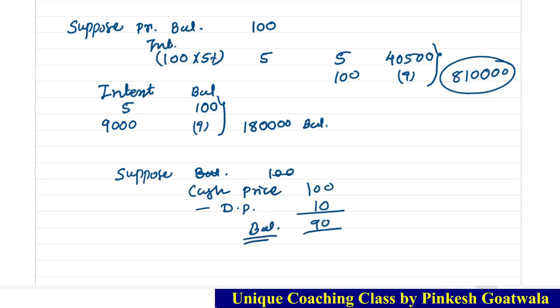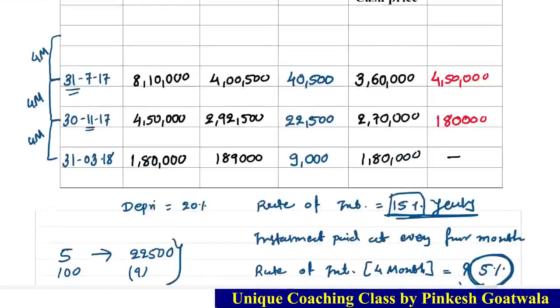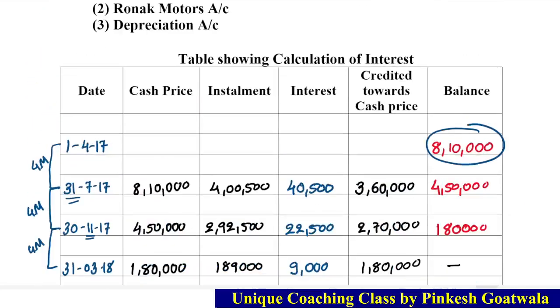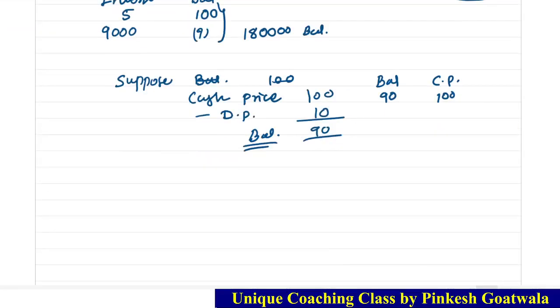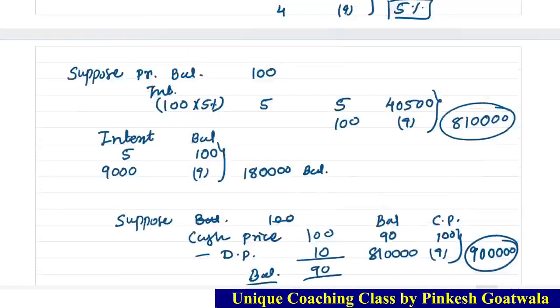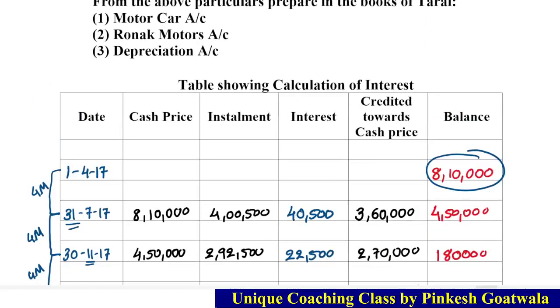We know this point. This point comes many times. Suppose balance 90, then cash price 100. How much balance we have? Here we have a balance of 8 lakh and 10,000. Balance 810. So what will be cash price? So it will be 9 lakh. Okay, what will the cash price be? 9 lakh. So here we get the cash price 9 lakh.